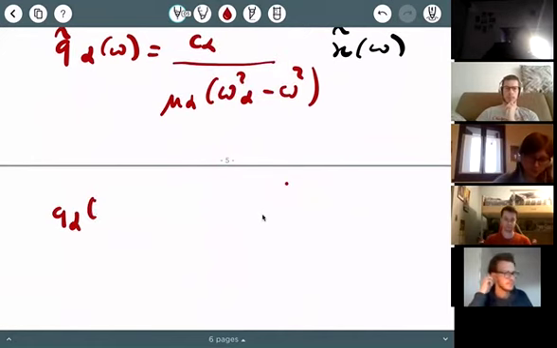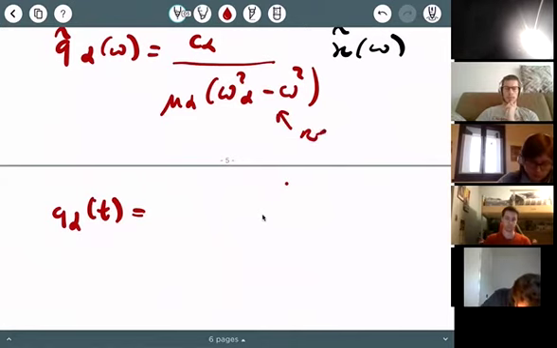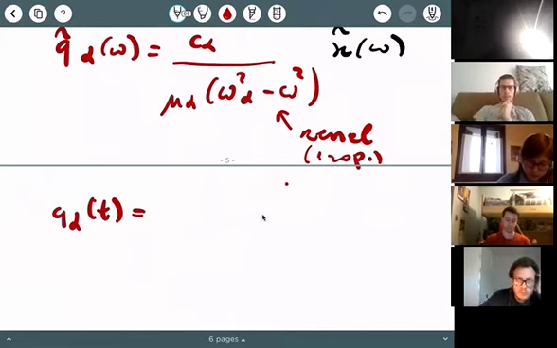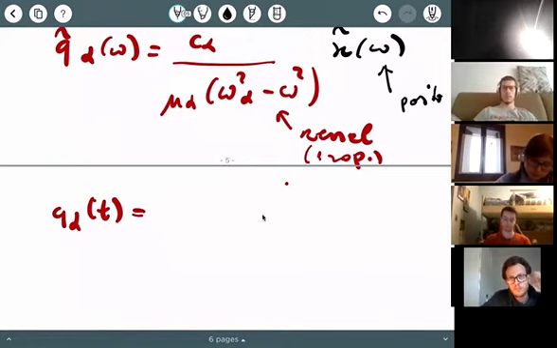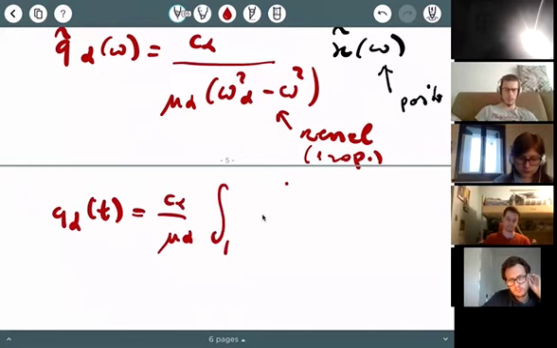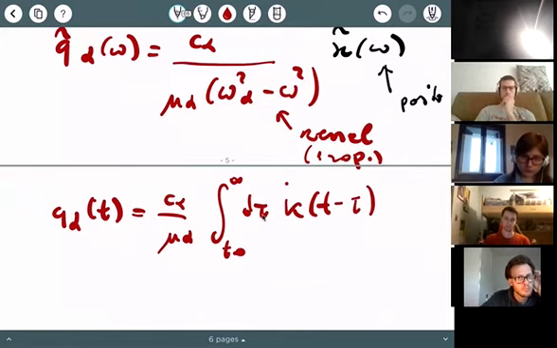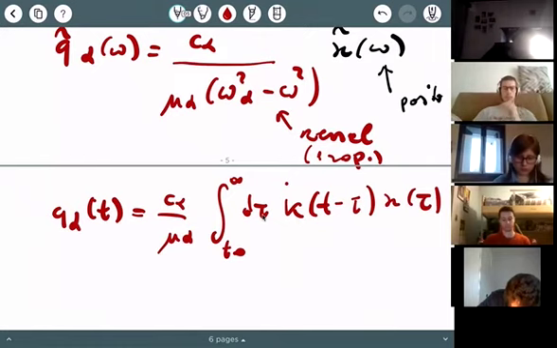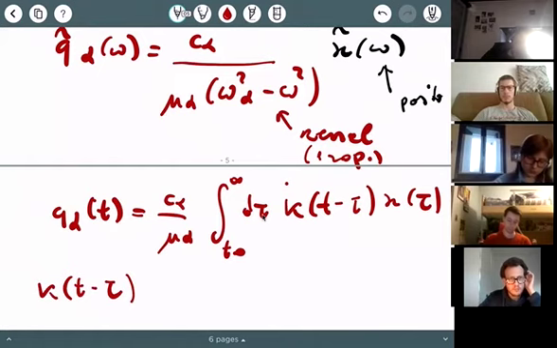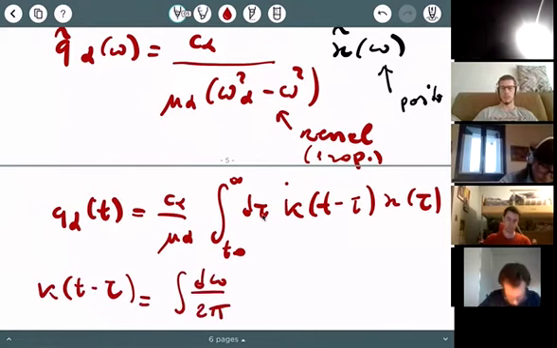and get my q alpha of t as the convolution of a kernel or propagator and the position of my system, right? So basically I can write the following thing. q alpha is C alpha over mu alpha, integral from t naught to infinity of d tau, k of t minus tau, x of tau, where k is defined as the Fourier transform, the anti-Fourier transform, sorry.